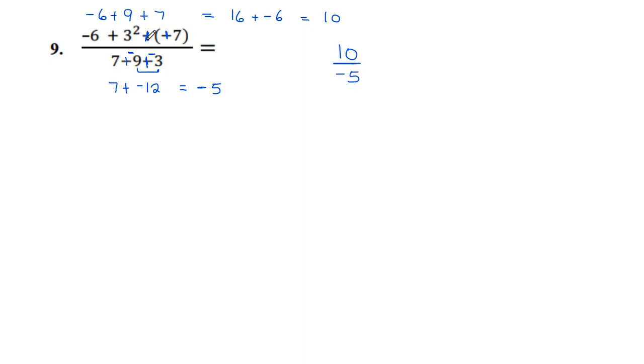Remember that the fraction bar means division, so we can look at this two ways. We can reduce it down to lowest terms like a fraction, or we can divide like we do to change to a mixed number. 5 goes into 10 twice. 10 divided by 5 is 2, but this is positive 10 divided by a negative 5, so the result here will be a negative 2.